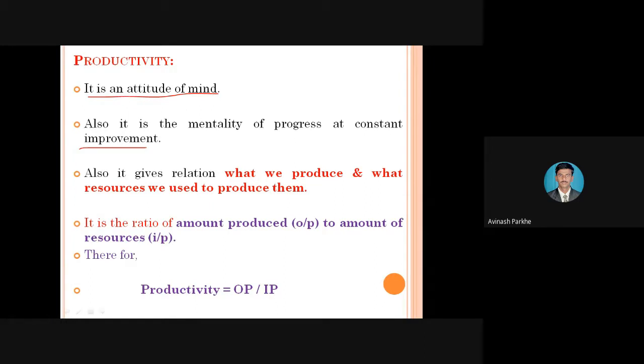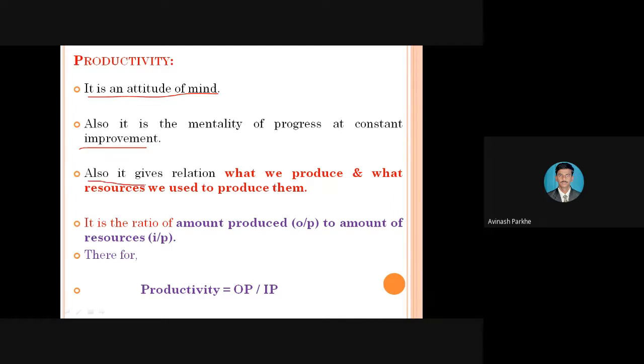In the second month, again it is taking 10 hours. In the third month, if that process is taking 9 hours, that means within 9 hours your raw material is converted into finished goods. Means there is a constant improvement taking place. So it is the mentality of progress, of constant improvement. There should not be any decrease. There should be improvement of that particular job.